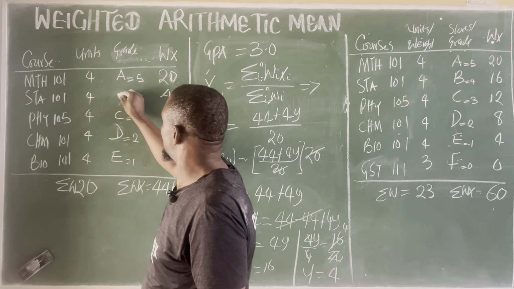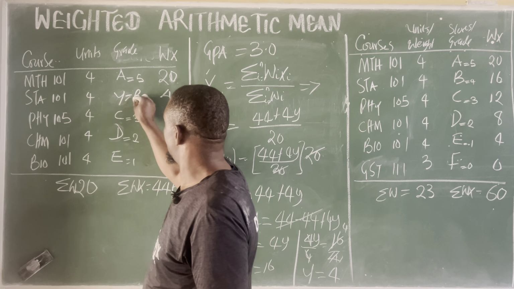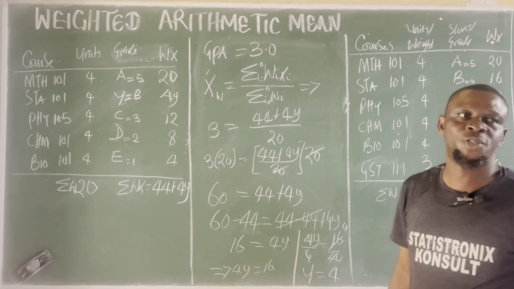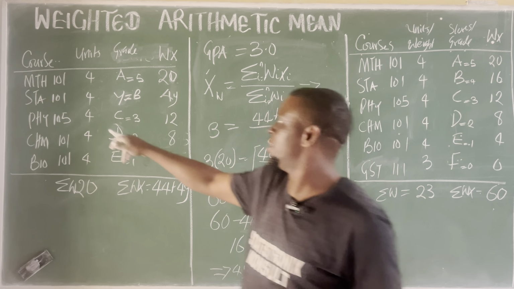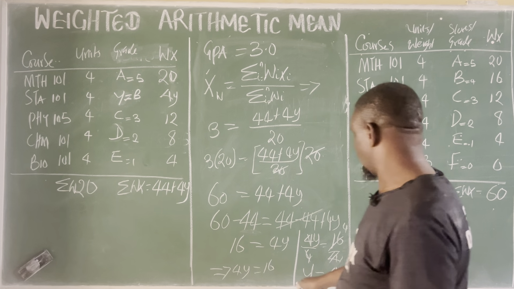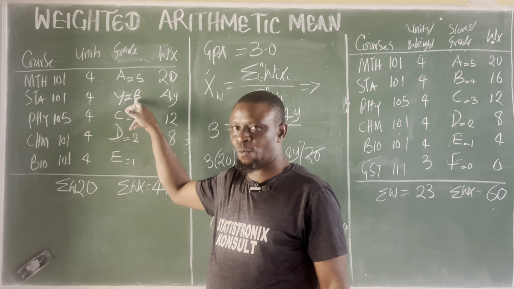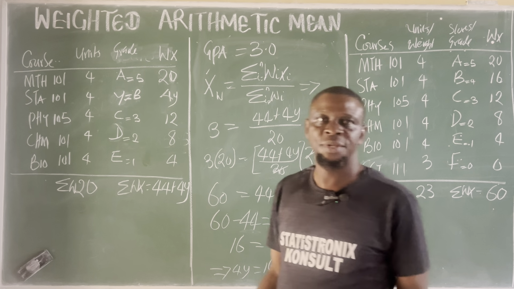So if y is equal to 4, it means that y is equal to B. It means the student scored B in the examination. Remember the question said, what is the score of the student in statistics? So since we've computed y as 4, it means that 4 is equal to B. Therefore, the student scored B.